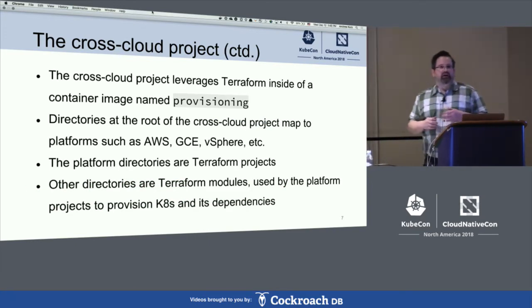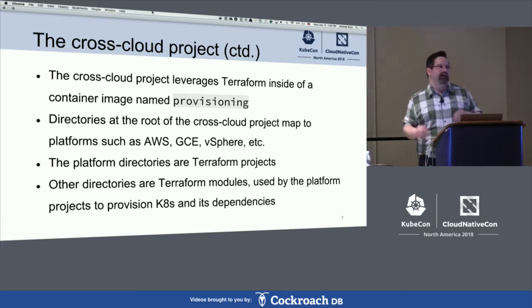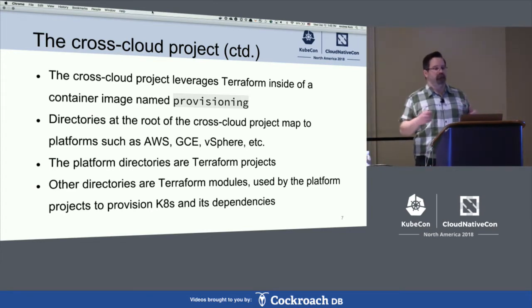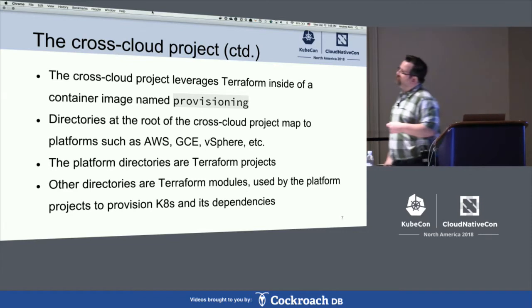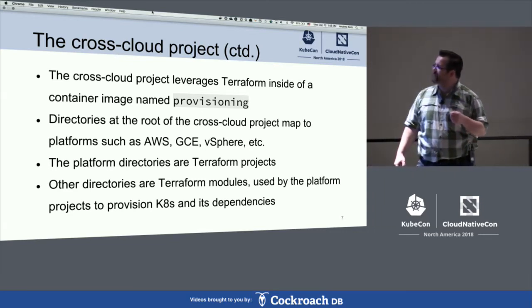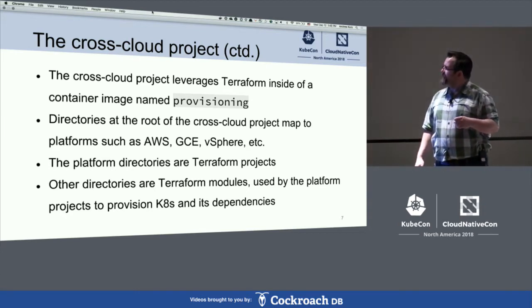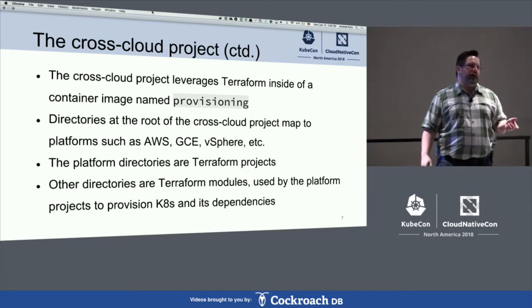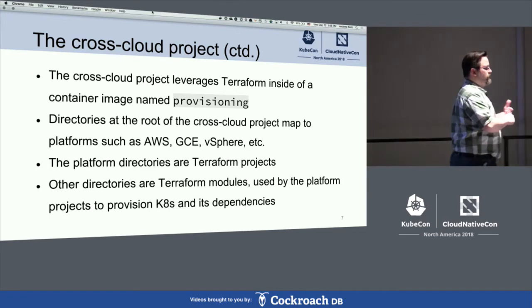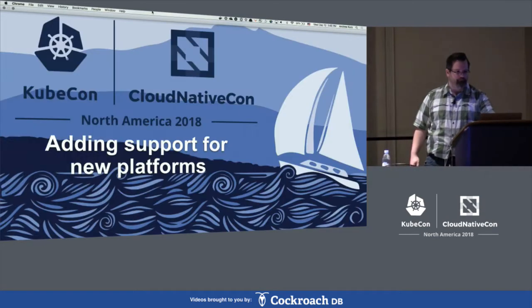The CrossCloud project actually leverages Terraform, and we'll get into that in a bit. But when you want to add support for a new platform, you have to basically either create or leverage an existing Terraform provider for your platform. Directories at the root of the project map to those platforms, again, same list I've been repeating. And the other directories are Terraform modules that the platform projects then import. So modules for doing things like deploying DNS, deploying Kubernetes, creating your kubeconfig file, and so on.